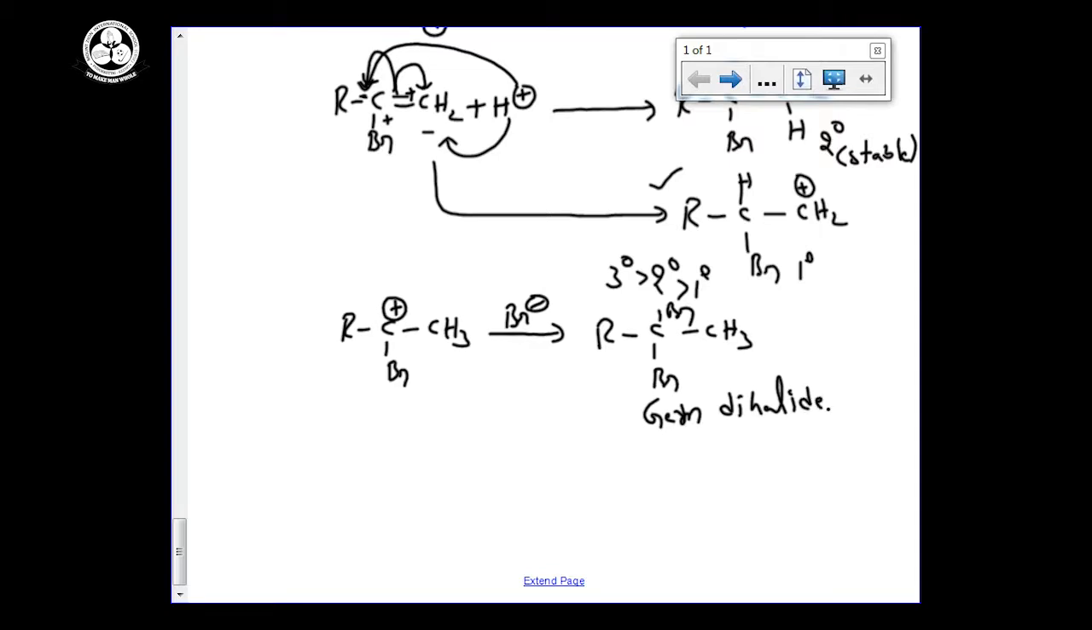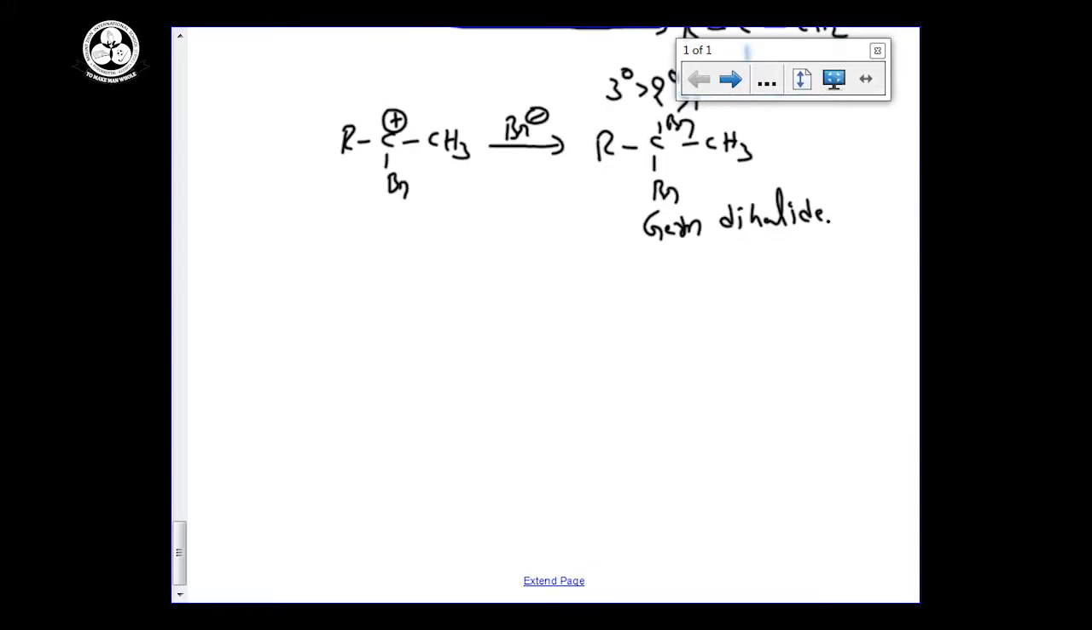What is the meaning of gem dihalide? It means two halogens attached to one carbon, that is called a gem dihalide. This I will explain in general. If you want, you can explain with a normal example, then you can follow. So finally we can memorize.